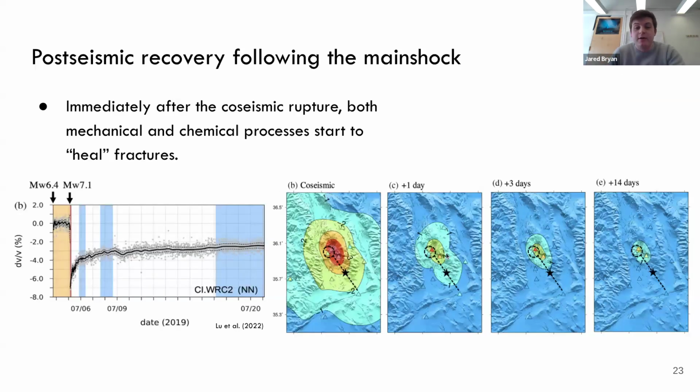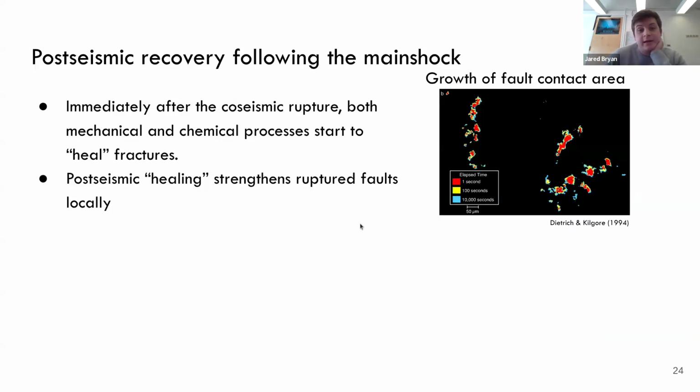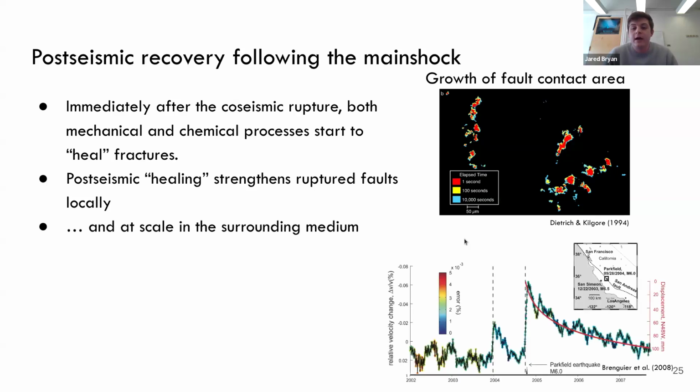So I was pointing out this really rapid healing of the Ridgecrest fault zone. That healing is important both for things that are happening on the fault, re-strengthening faults due to, for example, growth of contact area, but also more broadly in the medium where these large-scale recovery of the seismic velocities can be observed seismologically.